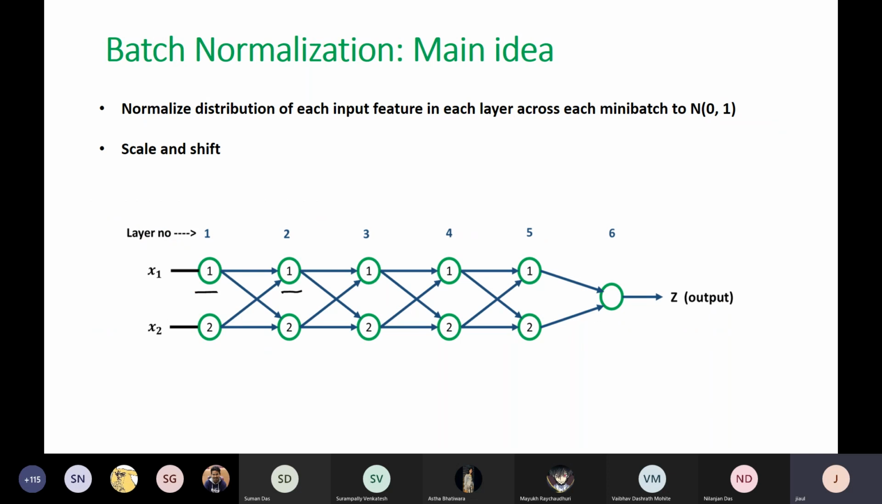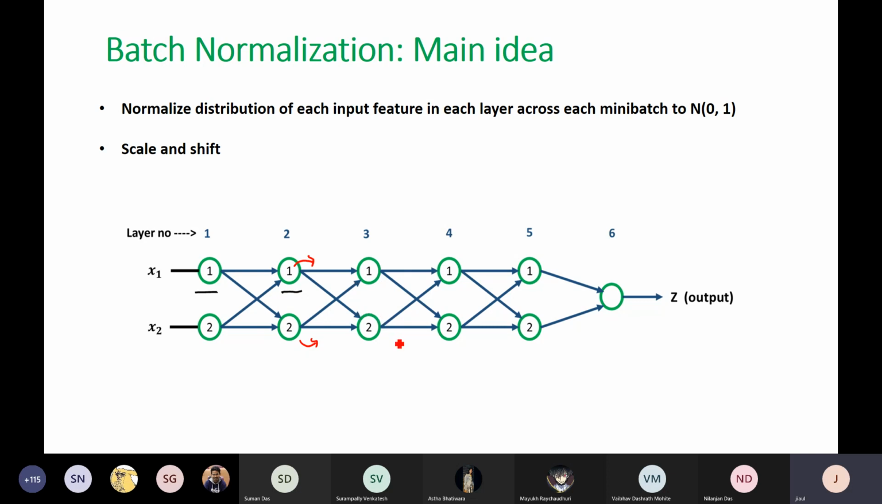Okay. Now quickly, what happens in this case is that we would like to normalize the distribution of each input feature. By input feature, I mean, for example, you are computing some values from here, right? That's the activation value from this particular neuron, and the activation values from this particular neuron. Okay, so these values you are sending to the next layer.